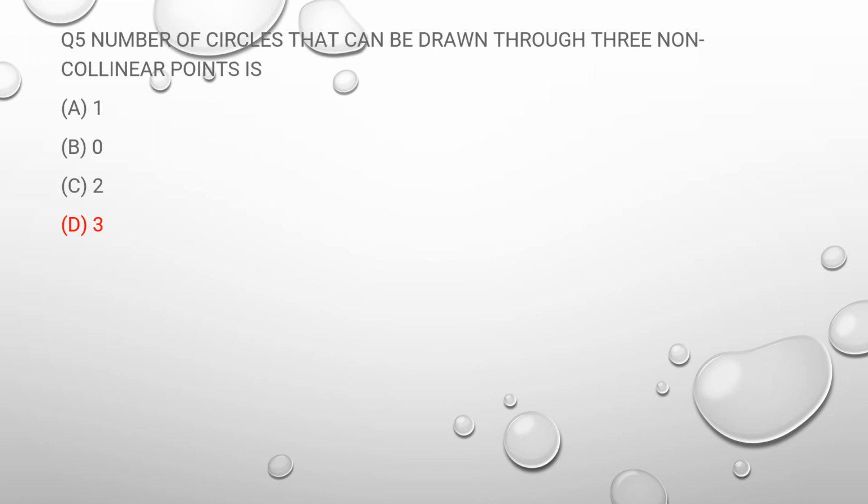Next question is, number of circles that can be drawn through three non-collinear points. As we have a direct result that through three non-collinear points we can draw a unique circle, one and only one circle. So the answer will be 1.